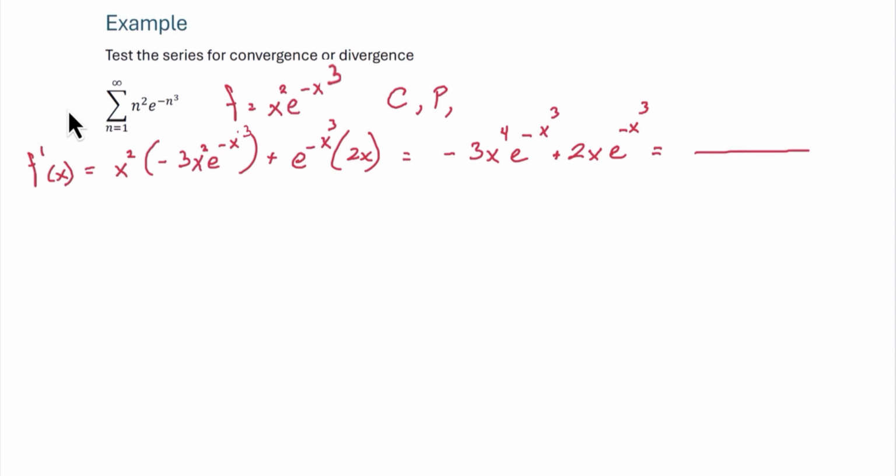Then we can write that as x. Let's factor out that x: negative 3x cubed plus 2. And we'll push the e to the denominator. And we want to know where that is less than 0 to make sure it's decreasing. We'll focus on the numerator, more specifically the second factor.